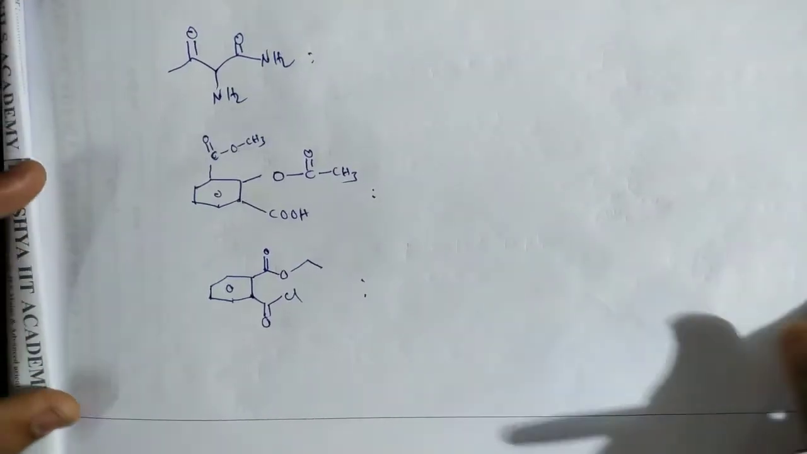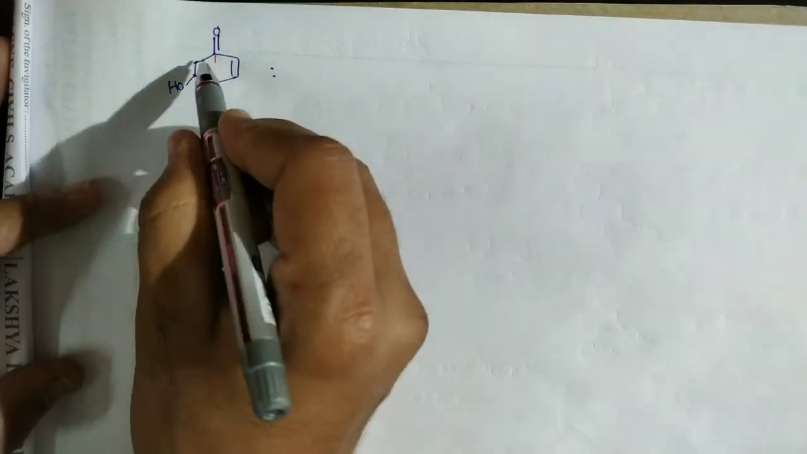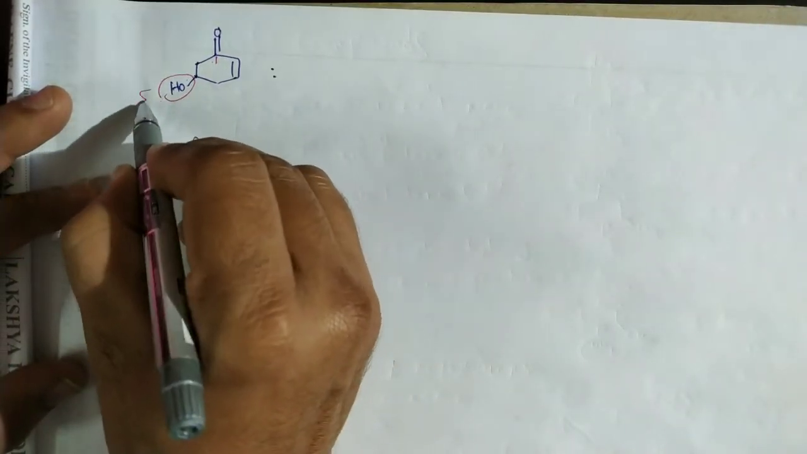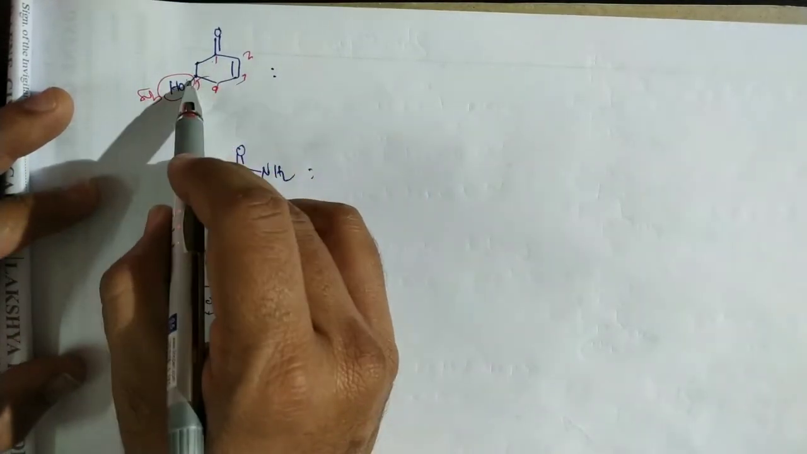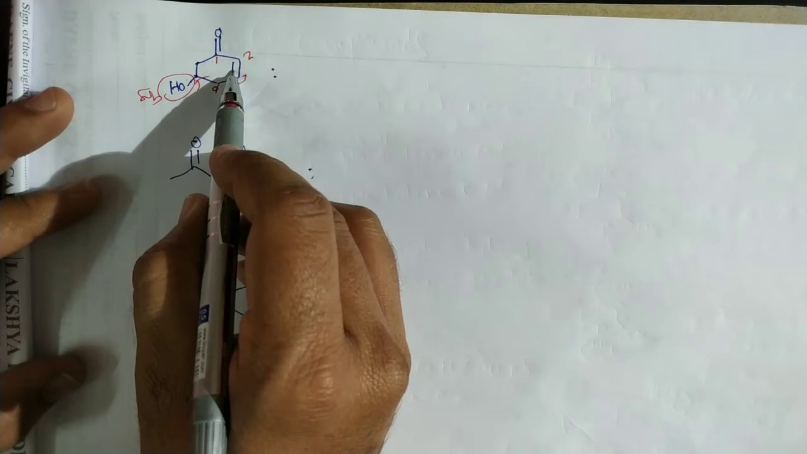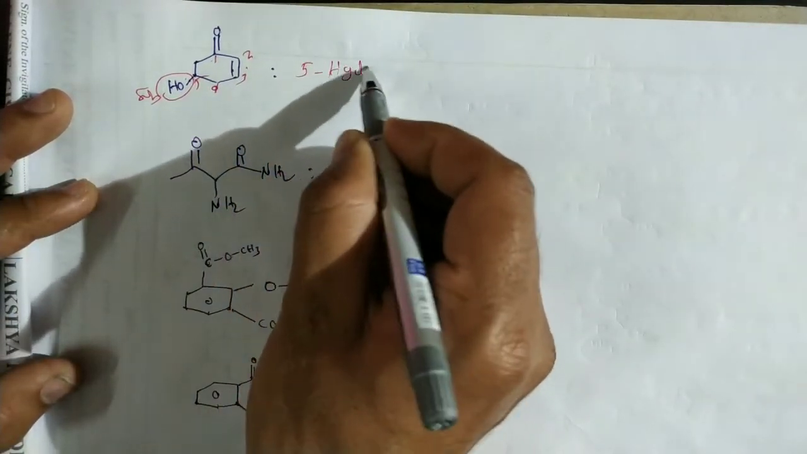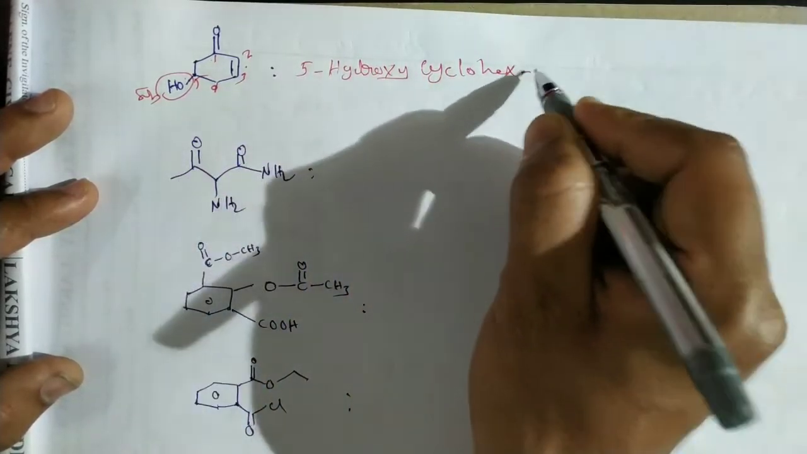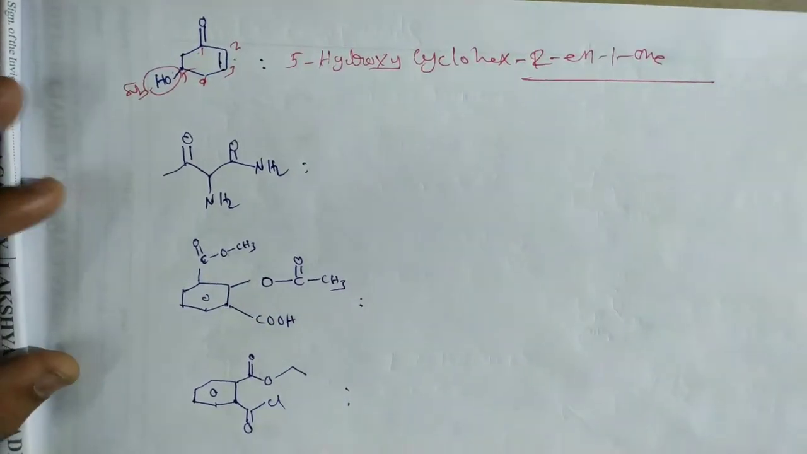And next here, some more examples are there. Here in this case OH and ketone: the ketone has high priority, OH is second priority, so it is a substituent. Now here 2 3 4 5. Okay, so double bond and substituent, double bond gets high priority, that means it should get the lowest number. So here 5 hydroxy cyclohex 2 ene 1 one, that is the IUPAC name.